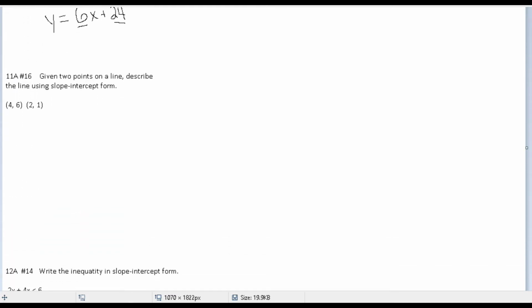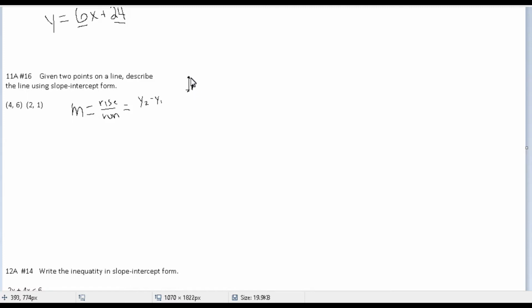Alright, 11a, number 16. We're given just 2 points on a line, and we need to describe the line using slope-intercept form. So this time we're not given the slope at all, and so that's what we need to start with. Remember that we learned in class that our slope is our rise over our run, and our rise means we're going in the y direction. So if we have 2 points, we could say y2 minus y1. We just want to know the difference in the y direction. Between this point and this point, what is the difference?